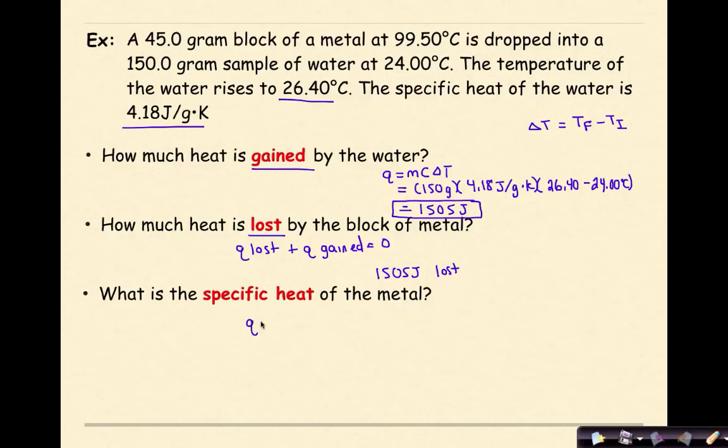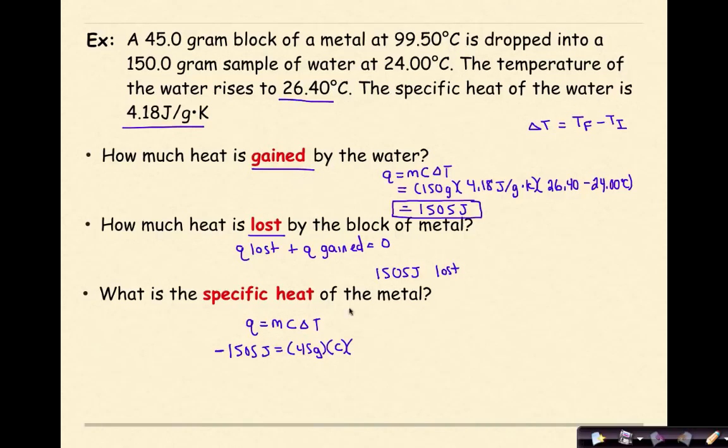Finally, what is the specific heat of the metal? All right, Q equals mc delta T. We know that the amount of energy lost by the metal is, we're going to put a negative to represent the amount of energy lost. So negative 1,505 joules is equal to the mass of the metal, which is 45 grams. We're looking for specific heat here.